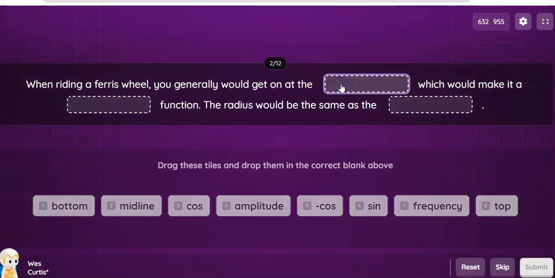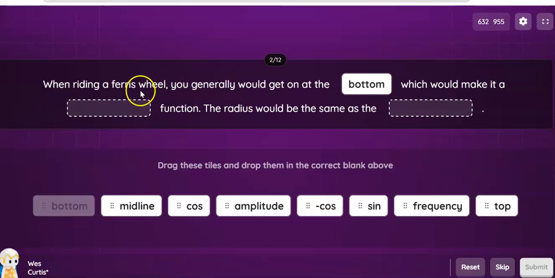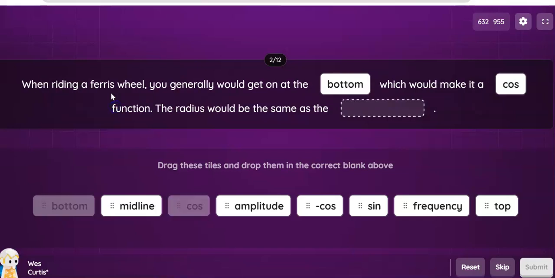When you're riding a Ferris wheel, you would generally get on at the bottom of the Ferris wheel. So right away, that should tell you where this is going. You would need a negative cosine function. One of the popular missed ones is just simply picking the one that's a negative cos function because that's how a Ferris wheel is going to operate.